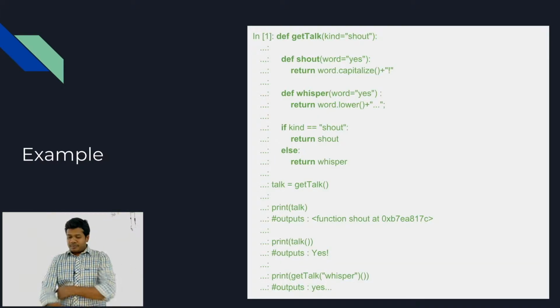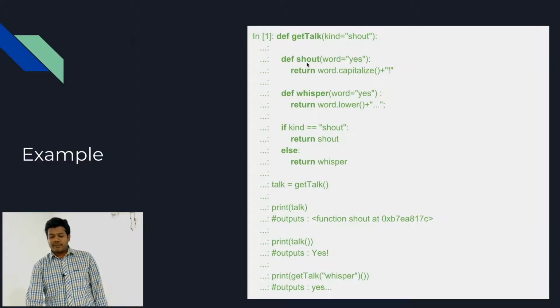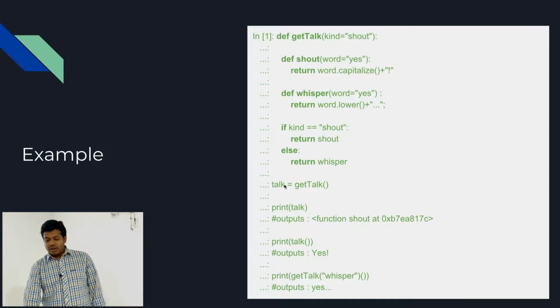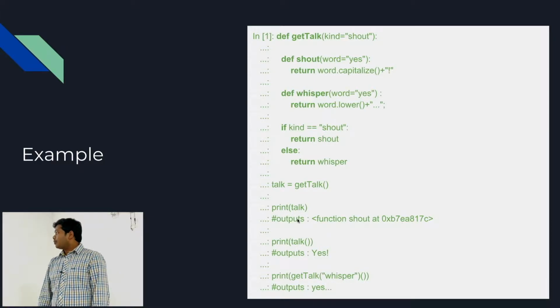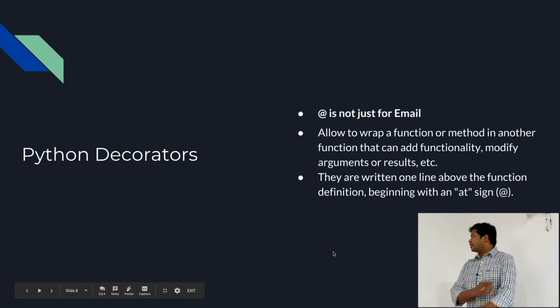If you look at this, getTalk is a Python function, and define_shout is a Python function defined inside getTalk. If you see this return shout, it's returning a Python function if kind is shout. Finally, talk equal to getTalk means getTalk returns a function, and it is assigned to a variable here. That means a Python function can be assigned to an object. And if you print talk, it outputs a Python function, and if you call talk, it actually executes the function returned.